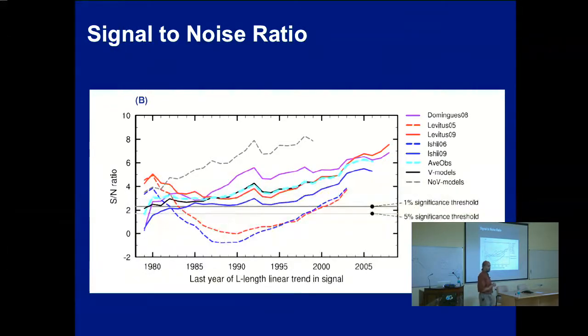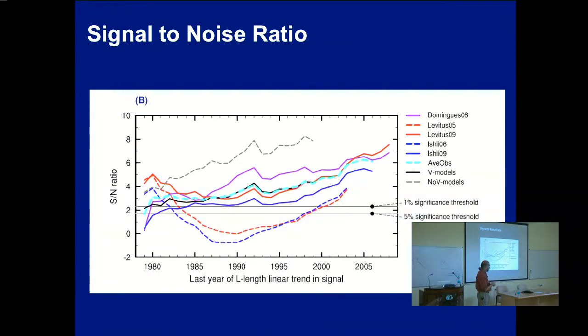In fact, as early as 1980 or 85, in terms of detectability and attributability, that change occurred. Human influence on the ocean heat content was evident in the 1980s, but we didn't have the observations collected and processed in order to know that.